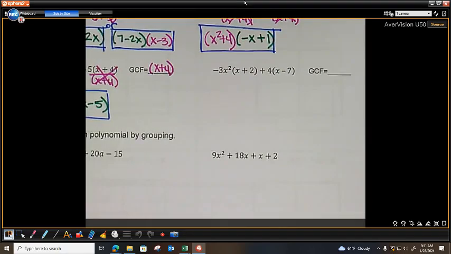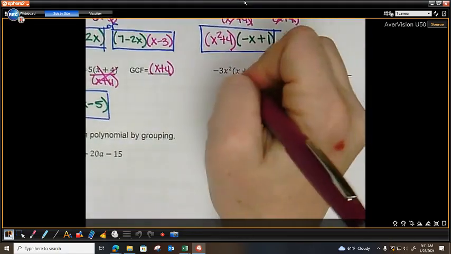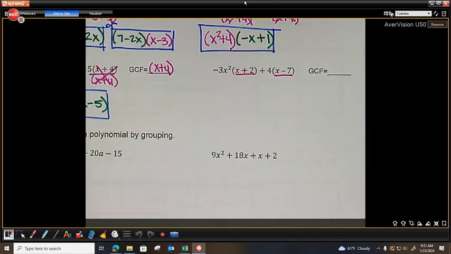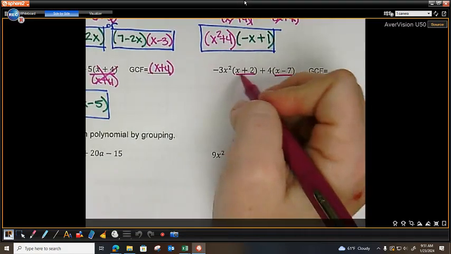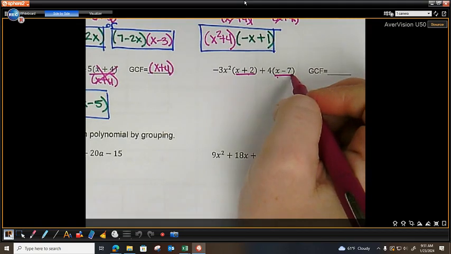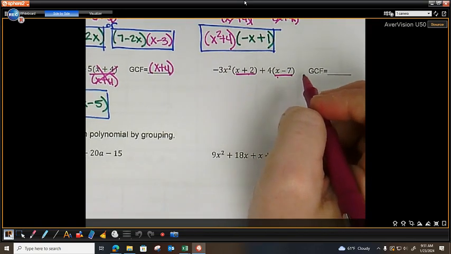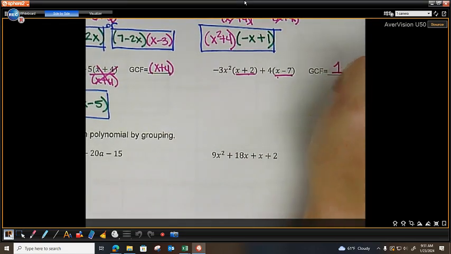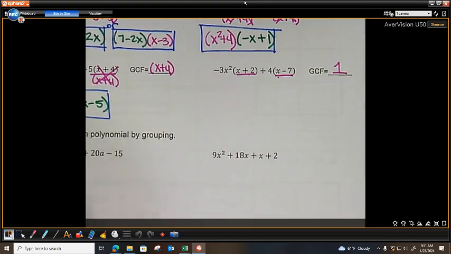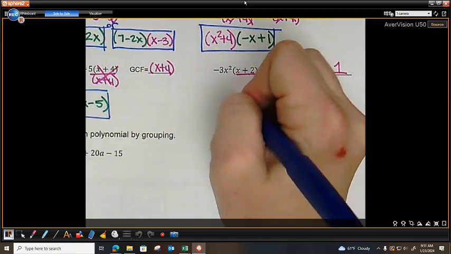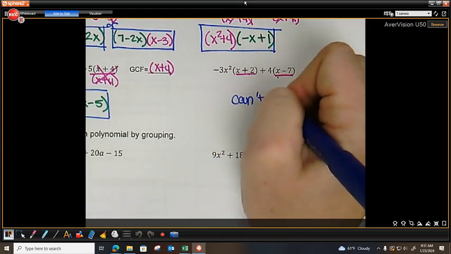Next one. Do my parentheses match? Womp womp. So can I take out a common factor of the parentheses? Do I have a common binomial? But is the whole... Look at the parentheses. Do the parentheses match, guys? No, if the parentheses don't match, you can't factor. That means your GCF is just 1. And if you ever have a GCF of just 1, it can't be factored.